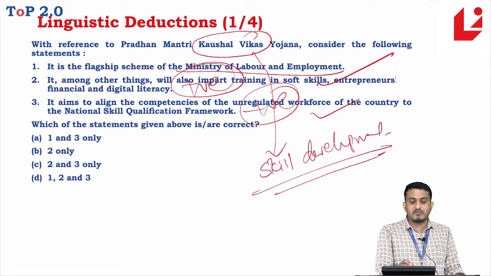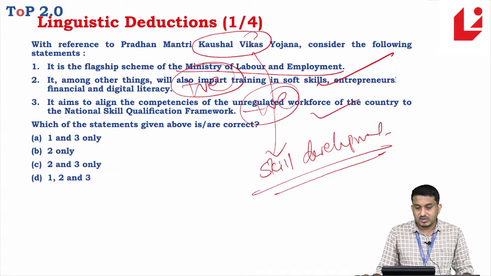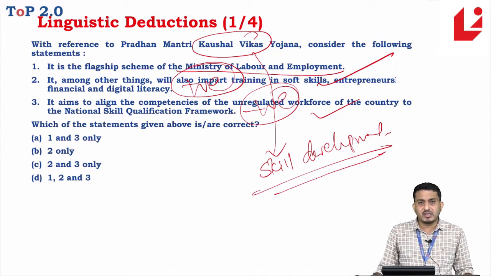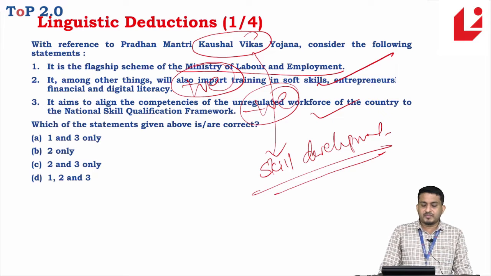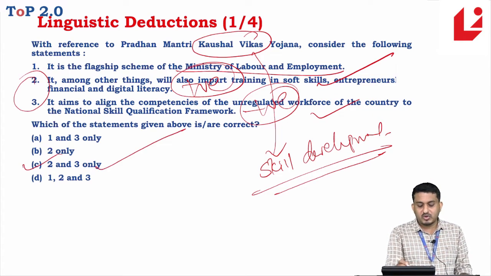So first statement, it is a flagship scheme of Ministry of Skill Development and Entrepreneurship, not Ministry of Labor and Employment. And this is one way of making statement wrong by examiner, changing the authority. Now second and third statement seems correct. So answer is C, 2 and 3 only.